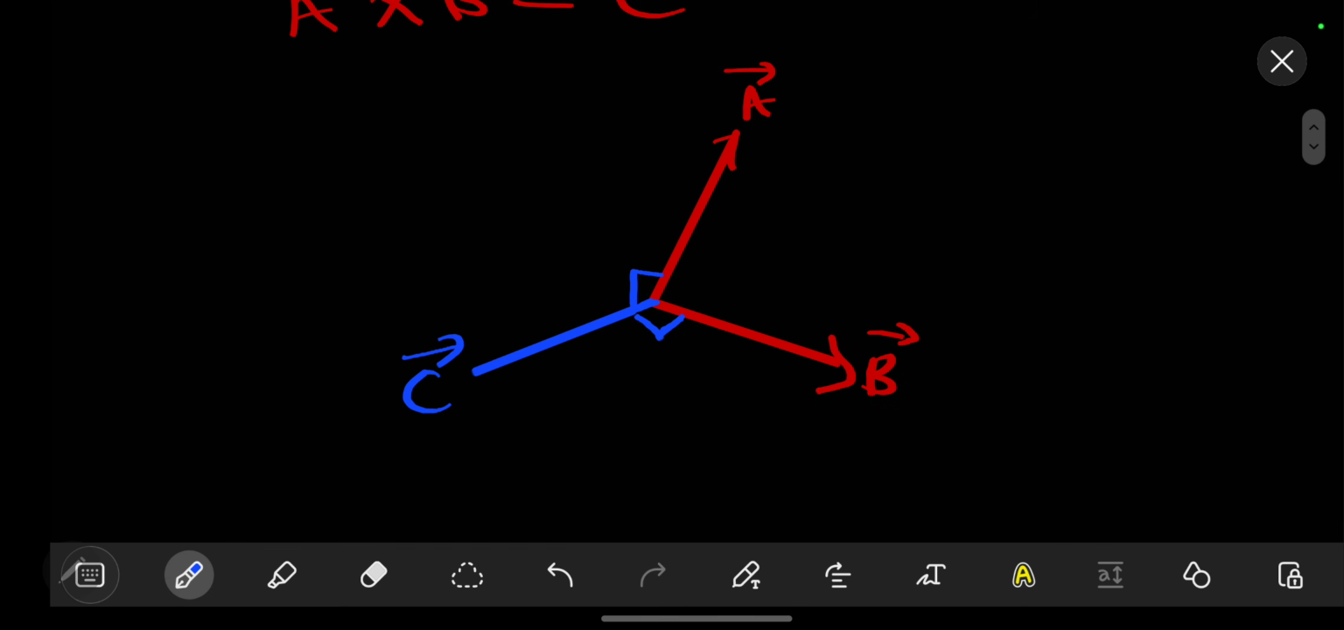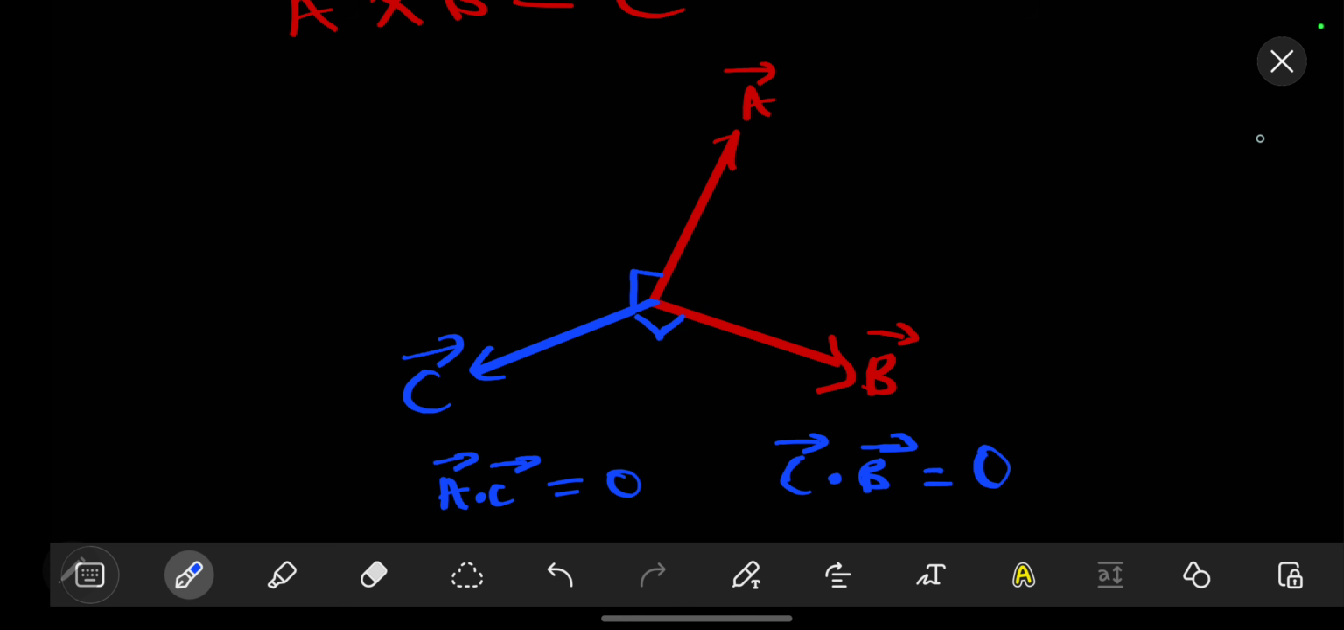So that's why when you want to verify your answer, you can say A dot C, if you find the cross product, should be equal to 0, because these two vectors are perpendicular. You know that the dot product between two perpendicular vectors is equal to 0. Even the dot product C dot B, because the angle between them is 90 degrees, will be equal to 0. So you can just use that to verify.